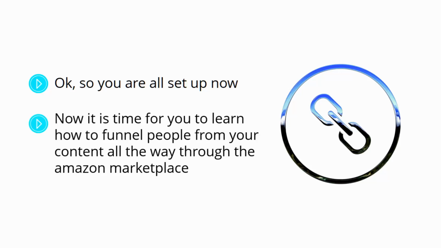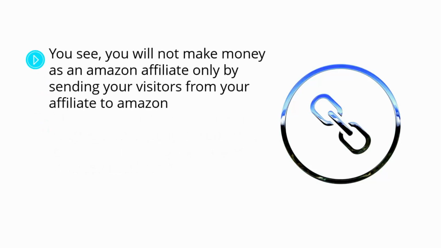Now it's time for you to learn how to funnel people from your content all the way through the Amazon Marketplace to get them to make you affiliate money there by using Amazon affiliate links. You see, you will not make money as an Amazon affiliate only by sending your visitors from your site to Amazon, because Amazon needs to know when a customer was sent from your site to the marketplace in order to pay you for your corresponding commissions.